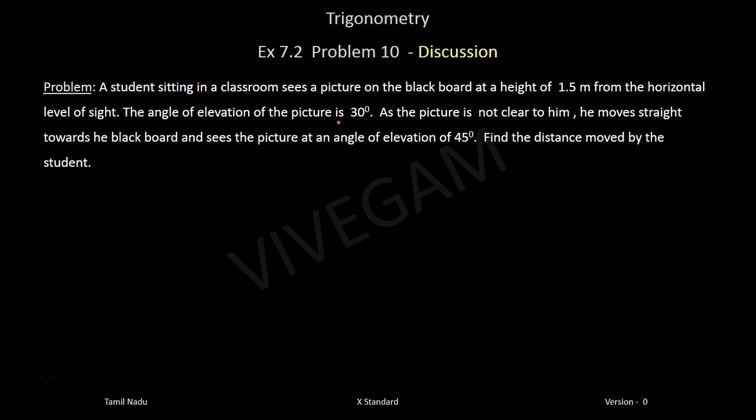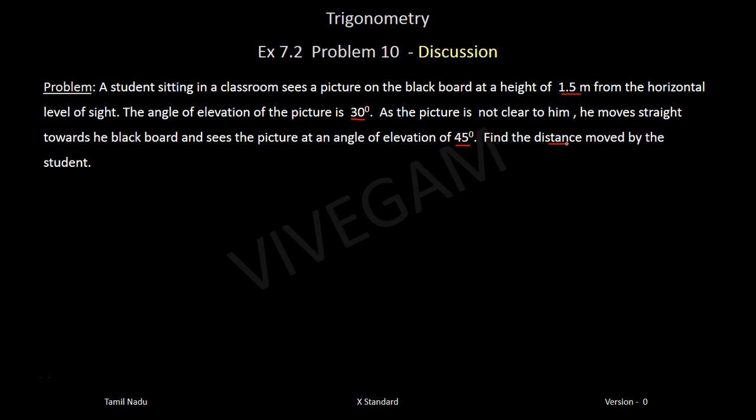Okay, so a student is sitting in a classroom and is seeing a picture on the blackboard which is at a height of 1.5 meters, right, from the horizontal level of the sight. The angle of elevation is 30 degrees. He is looking up, so it is angle of elevation. As he is not able to see it clear, he moves towards the blackboard, and whenever you get closer, the angle of elevation will increase and it becomes 45 degrees. So we are asked to find the distance moved by the student.